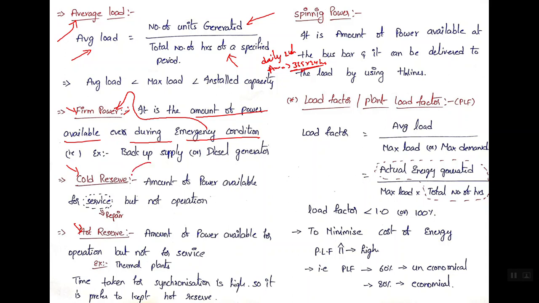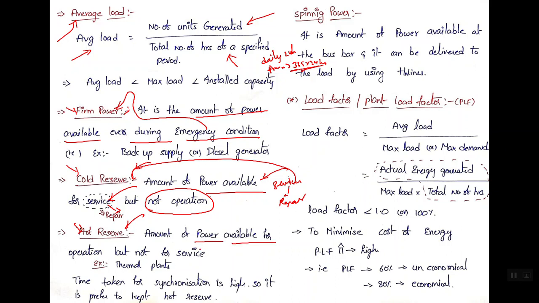And what is the cold reserve? The amount of power available in reserve for service, that is any maintenance or any repair, but not operation. It is available for service only, for maintenance purpose only, for repair purpose only. That power is nothing but cold reserve. And what is the hot reserve?